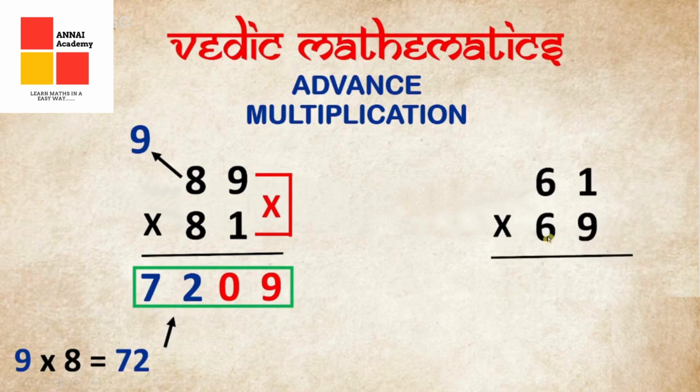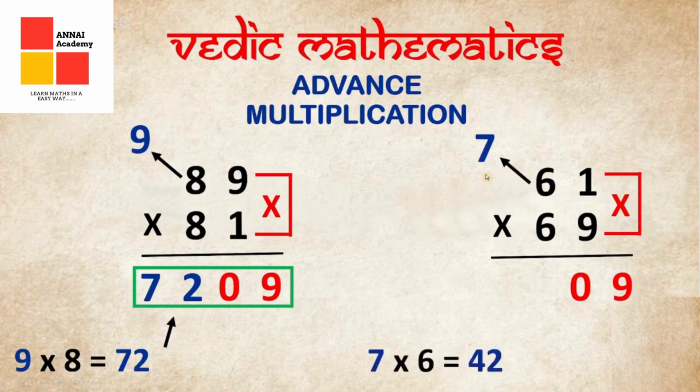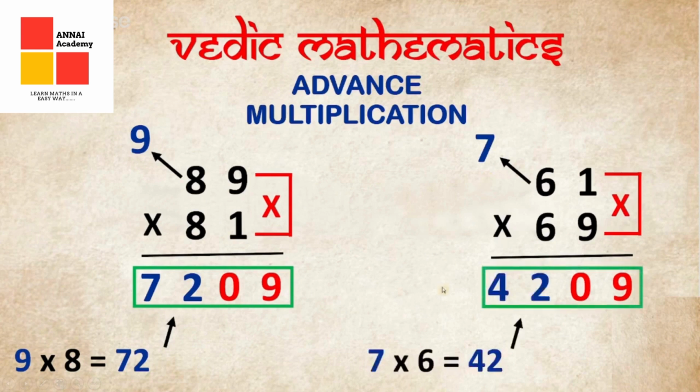Now we will multiply 61 by 69. Multiply the number of unit place. 1 by 9 will be 9. But we will not write 9 alone, because we need a double digit number. So we will write 09. Now we will take 6's successor, which is 7. 7 by 6 will be 42. Write 42 in your answer.